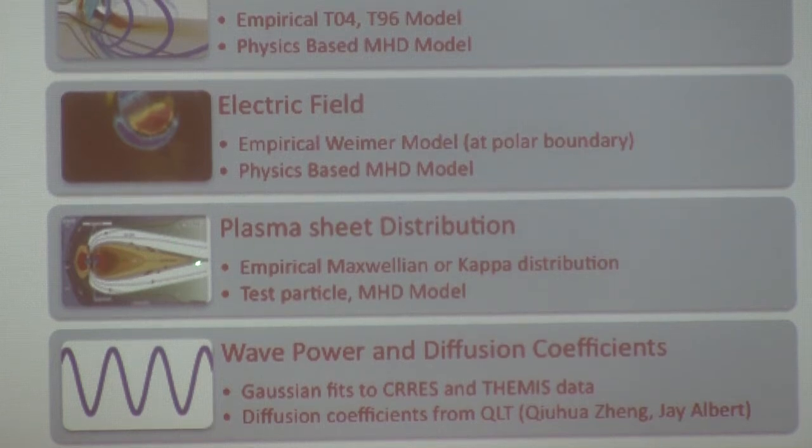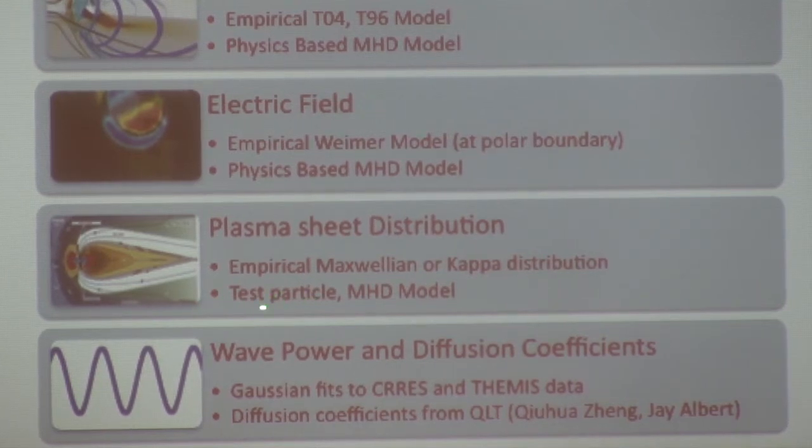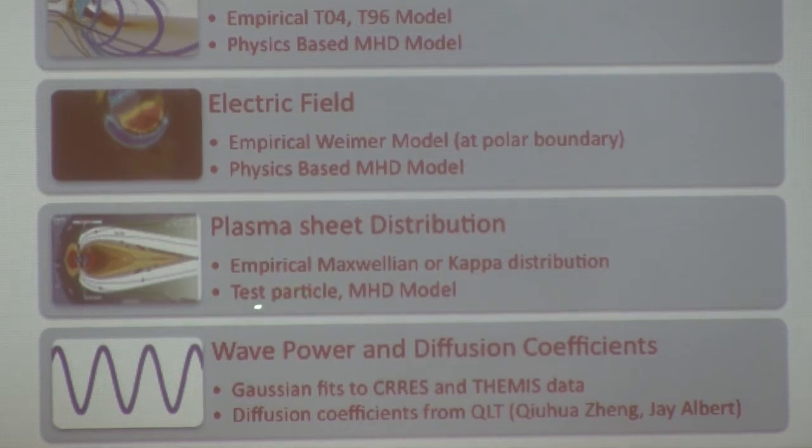For the plasma sheet model, we have both the empirical model and, as I showed, some test particle work in the past to give us the boundary condition of the ring current. Also, if the model is coupled with MHD, it will provide us the boundary distribution for the ring current and the radiation belt. For the wave power and diffusion coefficient, we use a Gaussian fit to the CRRES data, and the coefficients provided by J. Albert and also a scientist at Goddard, Chuanhua Zheng.